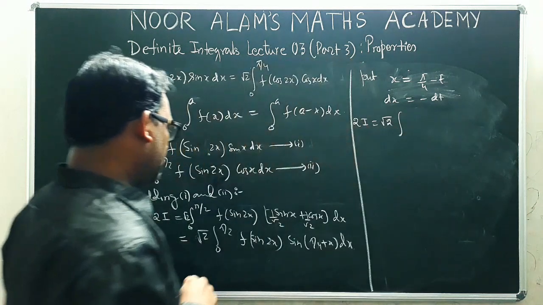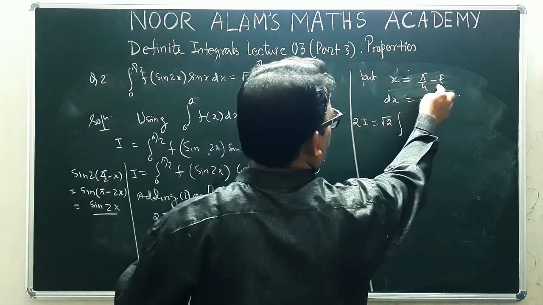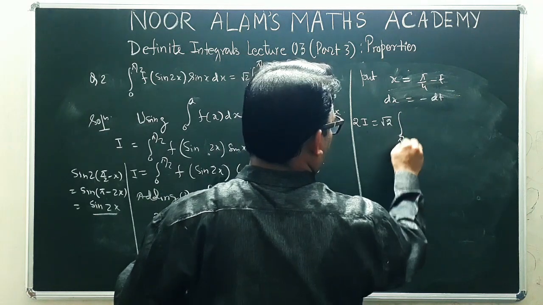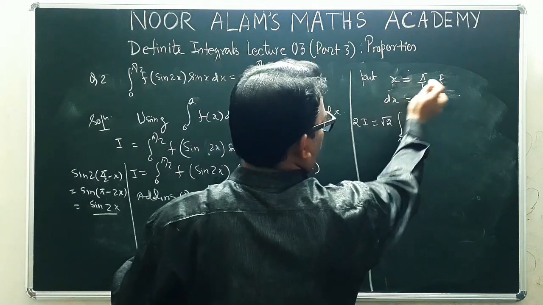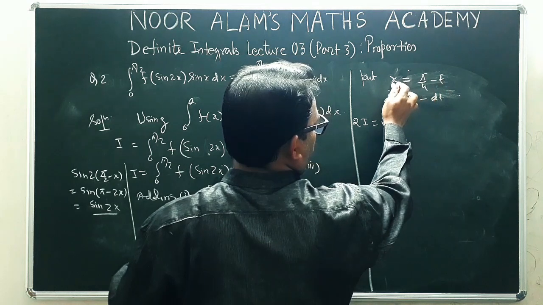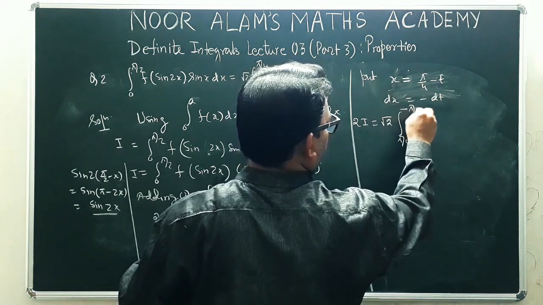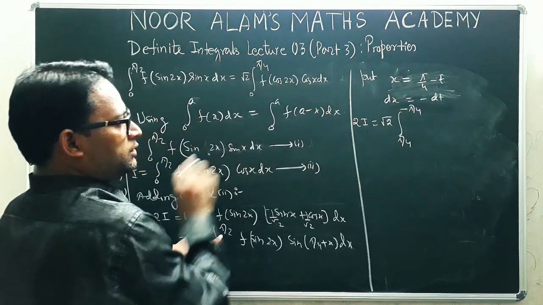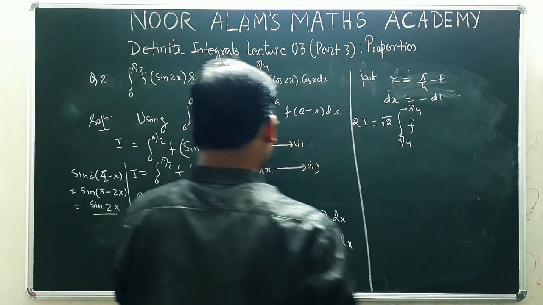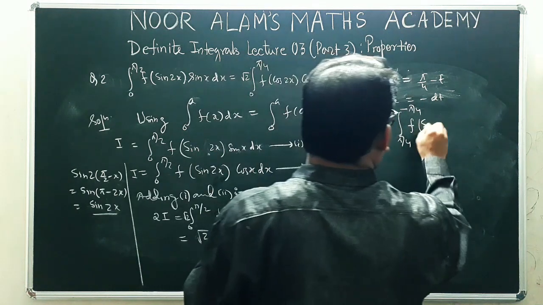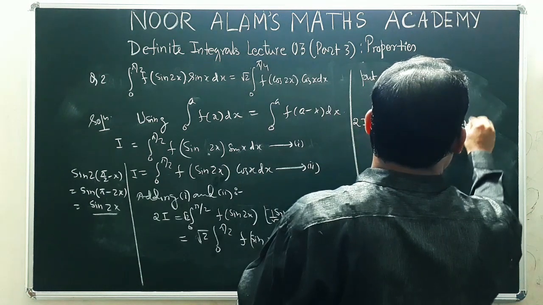Now changing the limit: when the value of x is 0, the value of t is pi by 4. When the value of x is pi by 2, then minus t is equal to pi by 2 minus pi by 4, that means pi by 4, therefore t is equal to minus pi by 4. So when x is equal to pi by 2, the value of t is minus pi by 4. Now here what we have, f of sine, and sine 2 into the value of x is pi by 4 minus t.